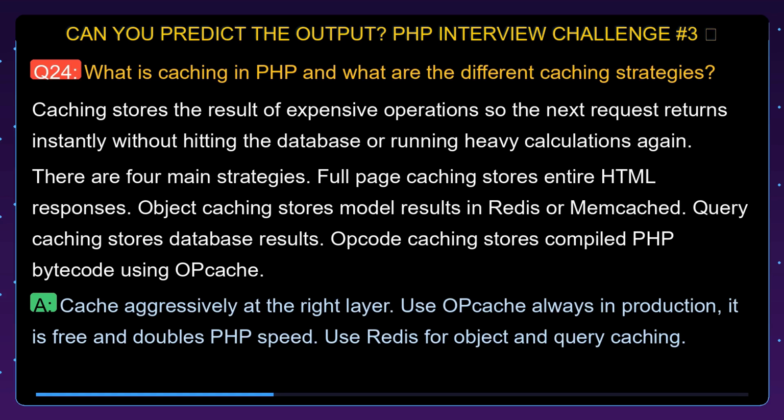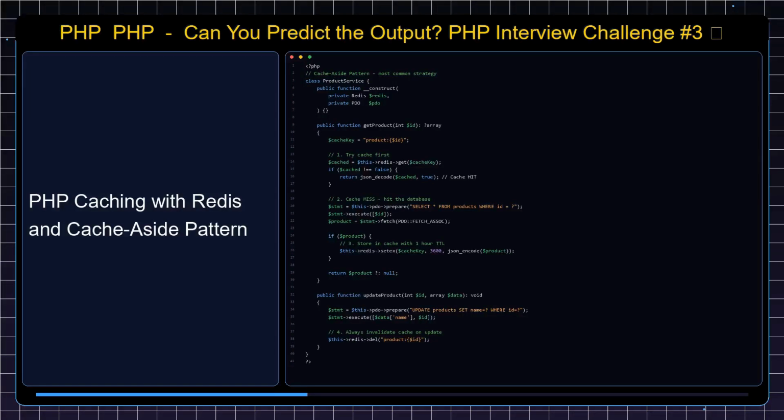A. Cache aggressively at the right layer. Use OPcache always in production. It is free and doubles PHP speed. Use Redis for object and query caching. Set appropriate TTL values and always invalidate the cache when data changes. PHP caching with Redis and cache aside pattern.